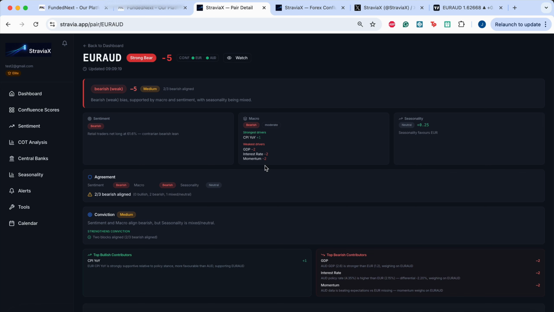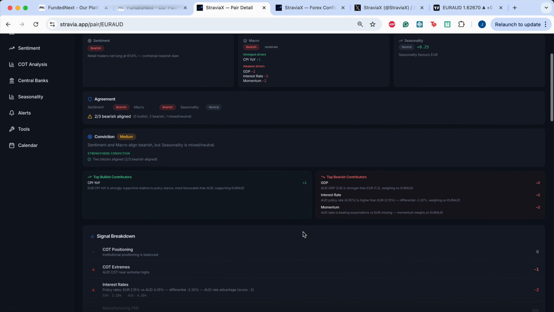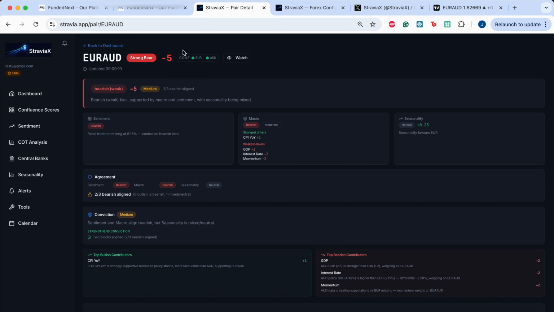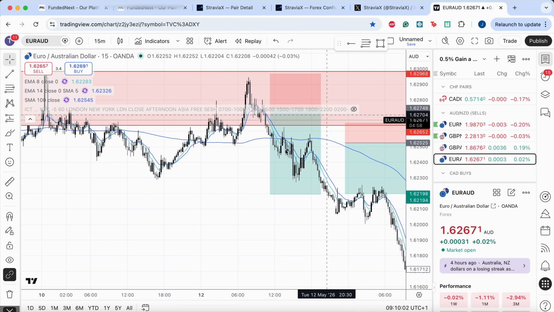Most of these things are the same as when I saw it the other day, when I took the trade. As you can see, the overall score is -5. Sentiment and macros are bearish, so some of the key signals are marrying up. The conviction is medium. So again, I came into here.